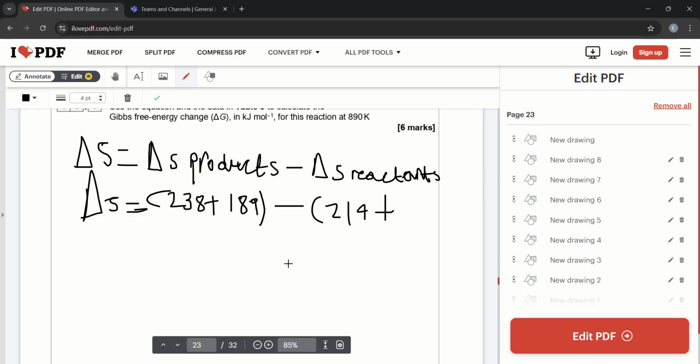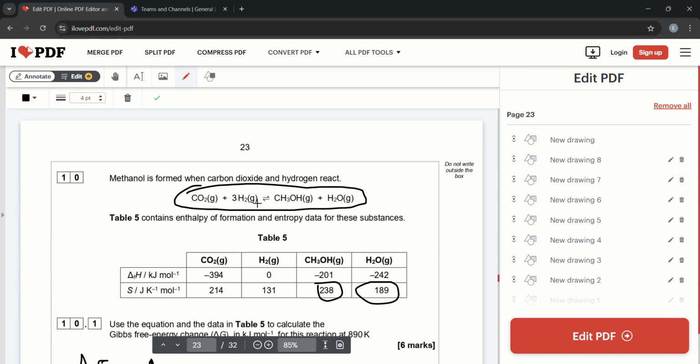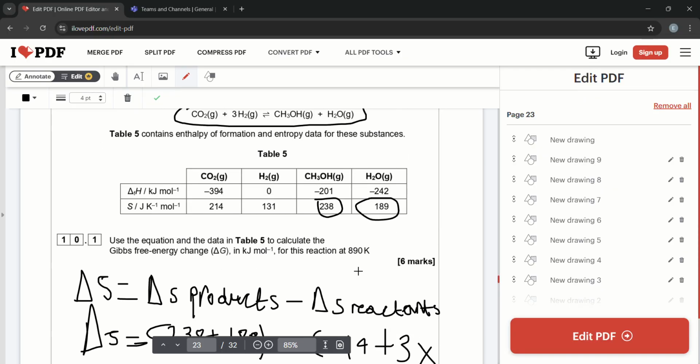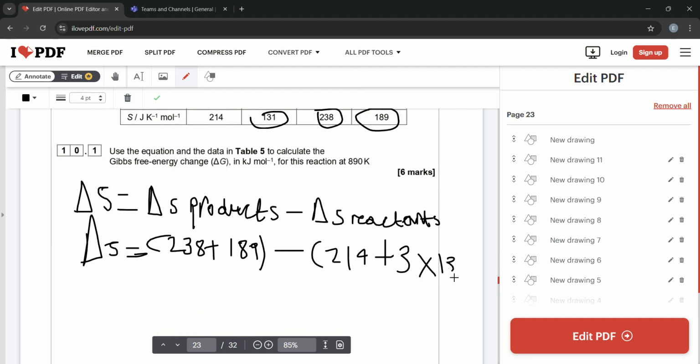Because we've got 3 moles of H2, it's going to be 3 times by H2, which in this case is going to be 131, and obviously put brackets around that. So entropy change is equal to, just put it in the calculator, and don't put all of it in the calculator because sometimes your calculator misinterprets it. Just do one step at a time.